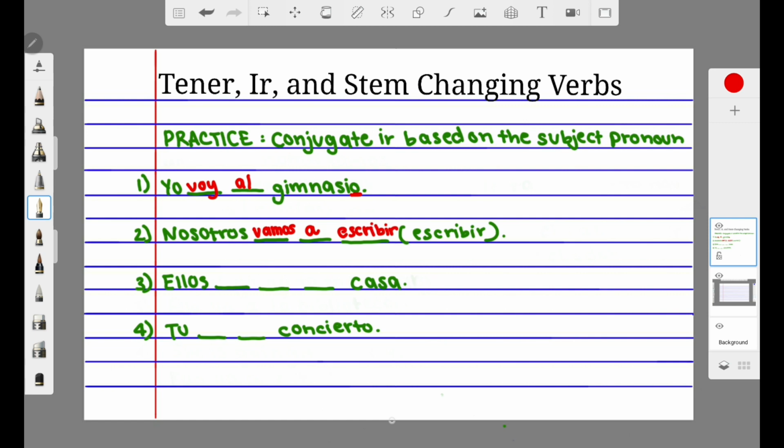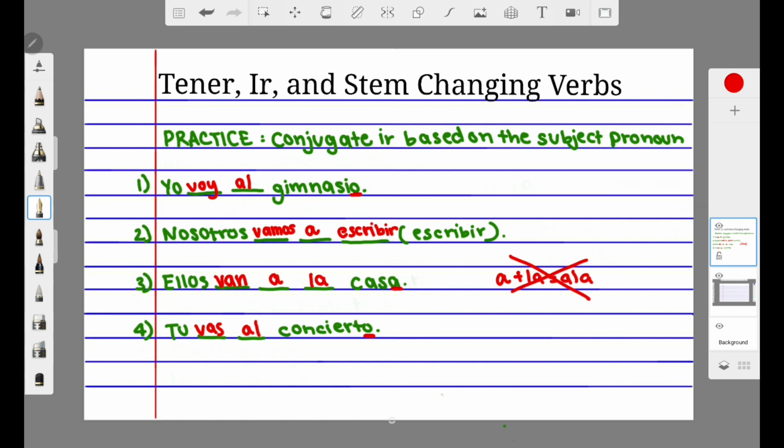Ellos blank, blank, blank, casa. So we have van, a, and since this is a feminine word, it has to be separate. You can't make something like that. That won't work. Do not do that. And then we have tú vas, concierto, so vas al.